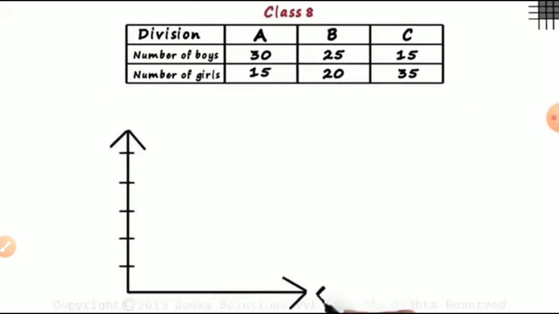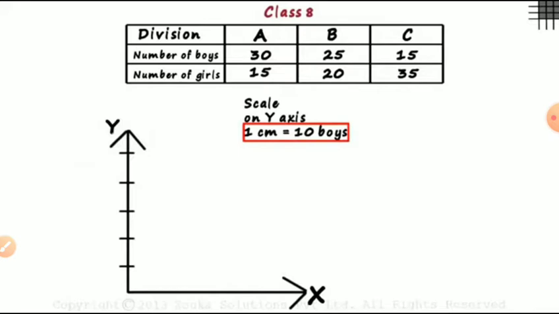So we make the x and the y axis and choose a scale of 1 centimeter equal to 10 boys on the y axis.